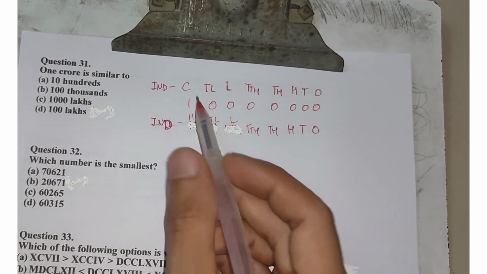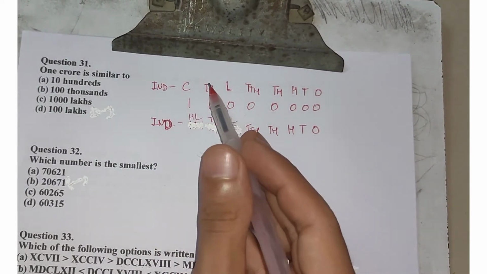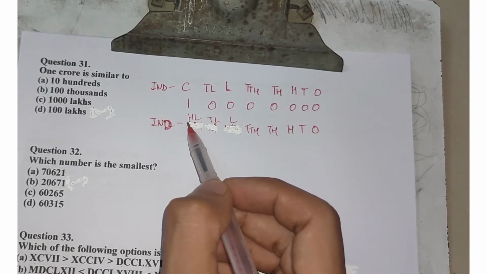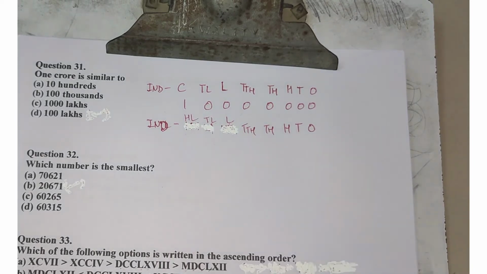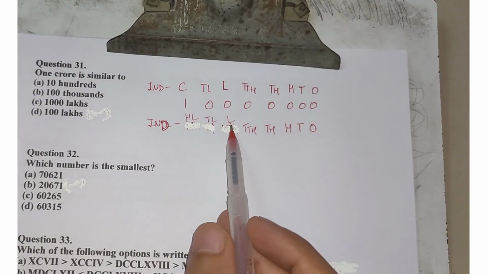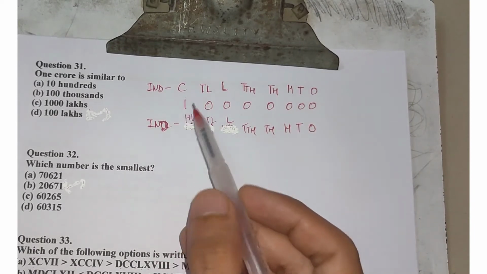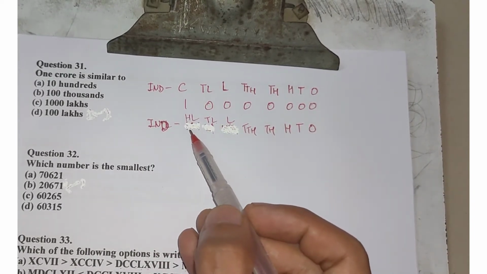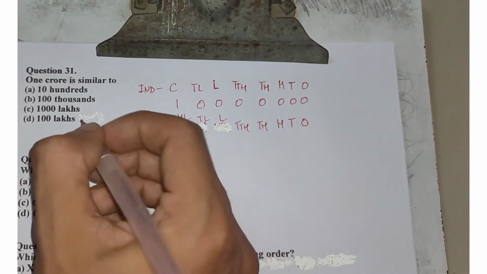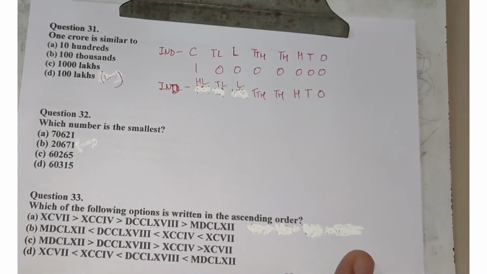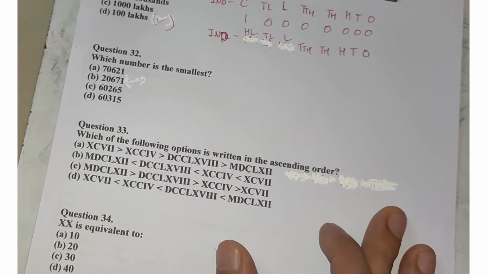So after the 10 lakhs place, the number that will come is 100 lakhs only, right? According to the international system there was 1000, 10,000 and 100,000. Similarly we keep counting like that: lakhs, 10 lakhs and 100 lakhs. So 1 crore is always equal to 100 lakhs, and it goes with option D, that is 100 lakhs. Okay. Now next question, question number 32.